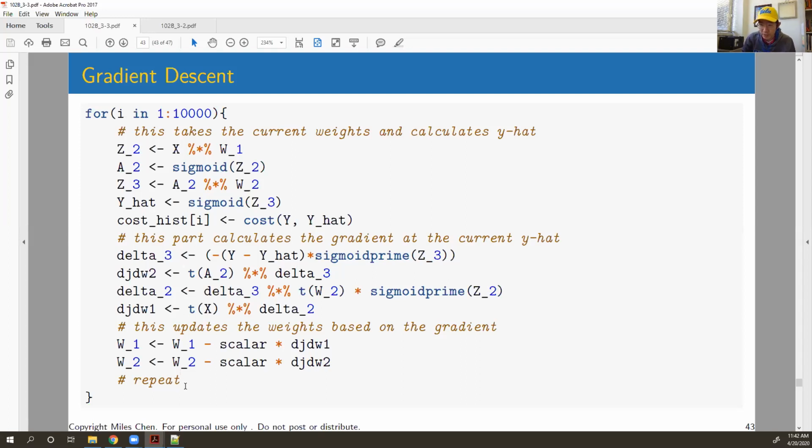How did I choose the scalar 5? That was completely arbitrary. It's a lot of guess and check. There's not a good system for figuring out your learning rate.